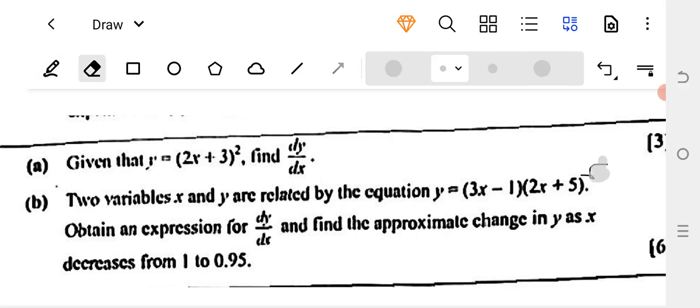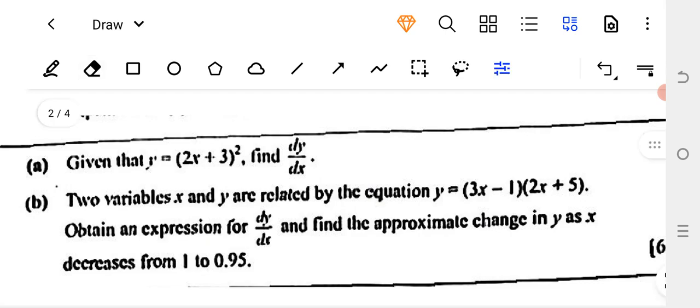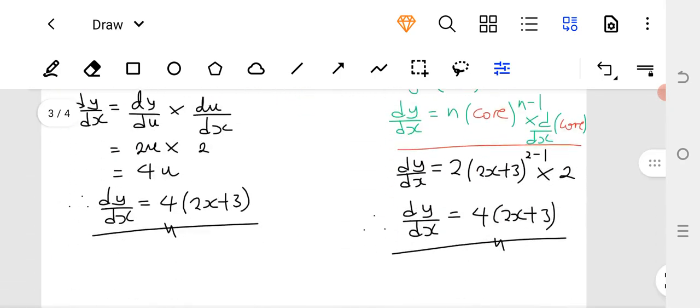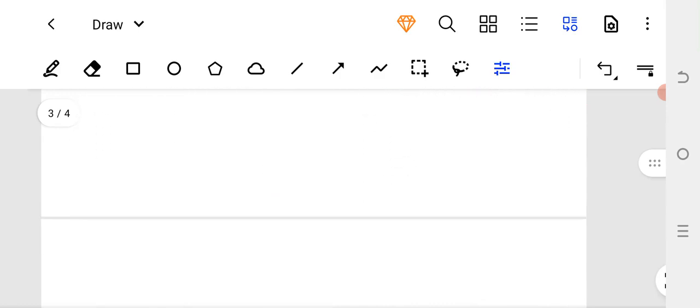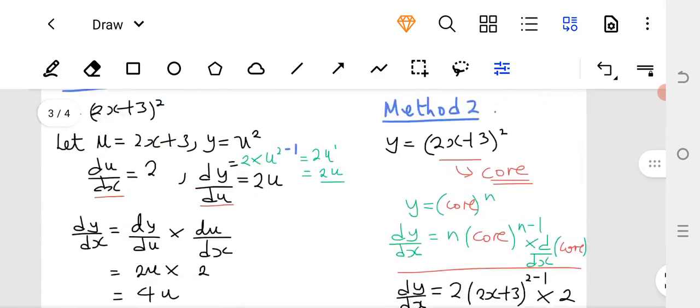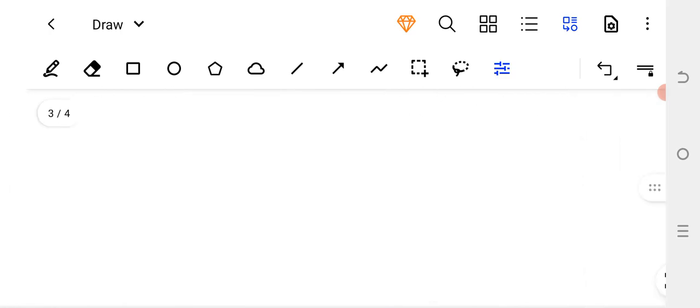I am just going to explain using the power rule. There is no need for even a chain rule here. You're going to see how this is going to just simplify. So the function in question is (3x minus 1), then we have (2x plus 5).